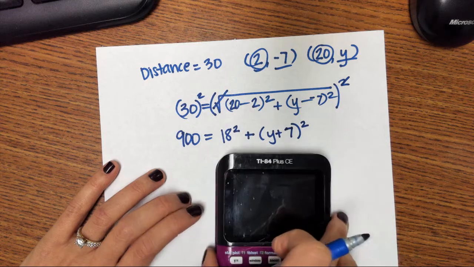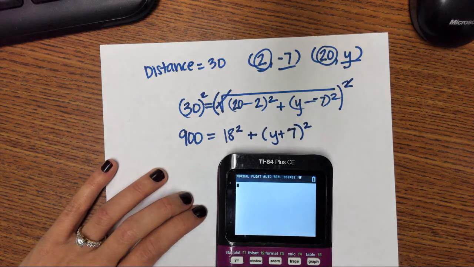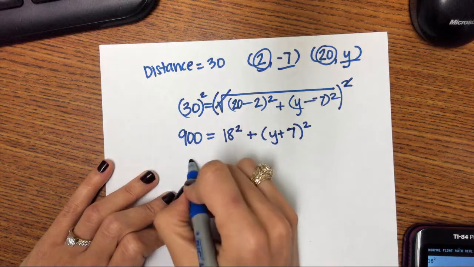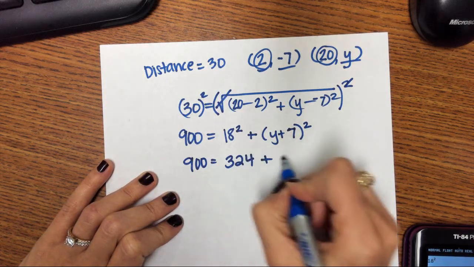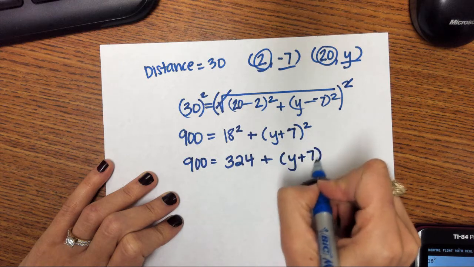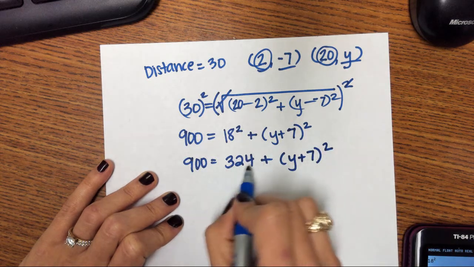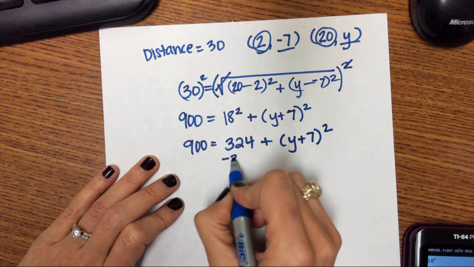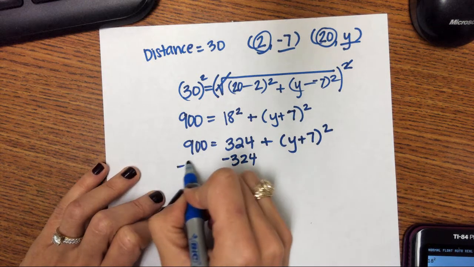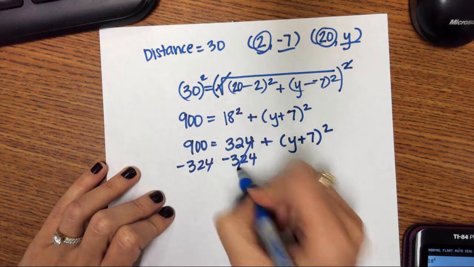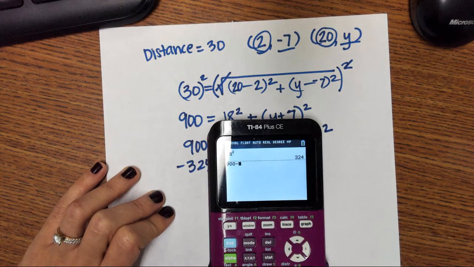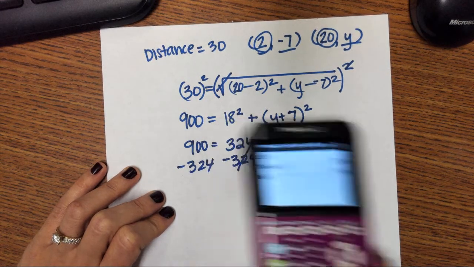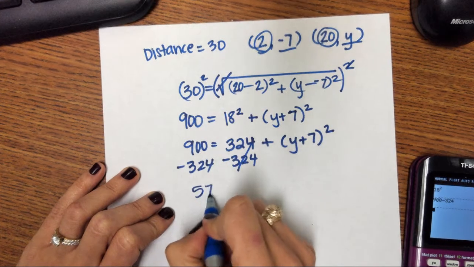Cool. So we can go to our calculator and do 18 squared. So 900 equals 324 plus y plus 7 squared. I'm going to move this guy over right here. He's positive, so to move him I need to make that number negative. So 900 minus 324, 576.